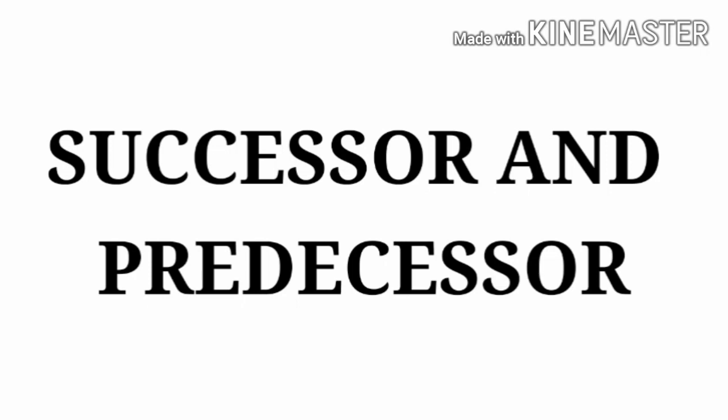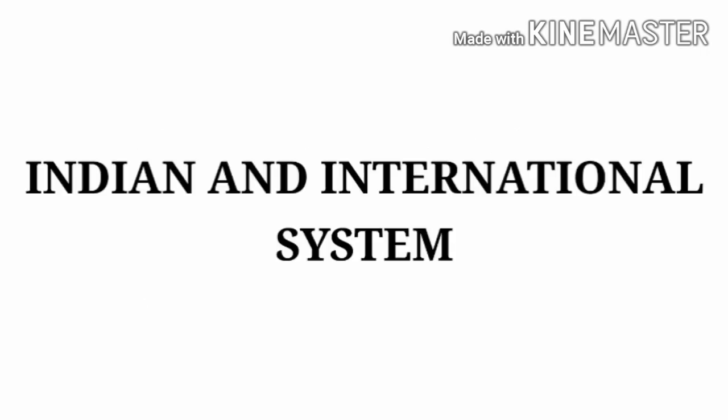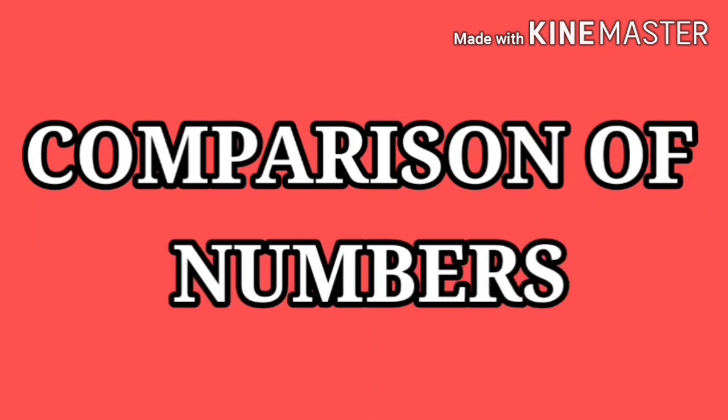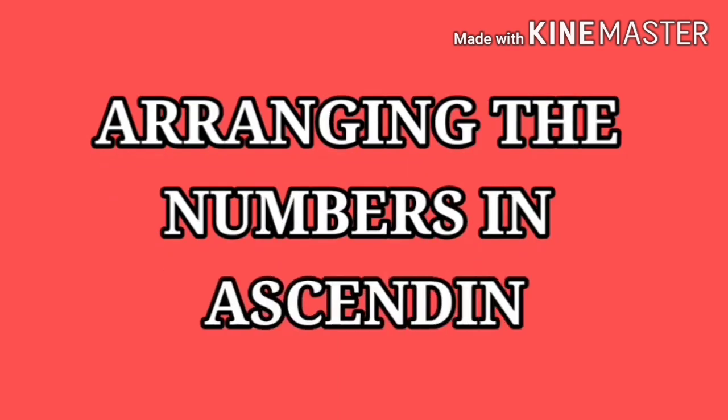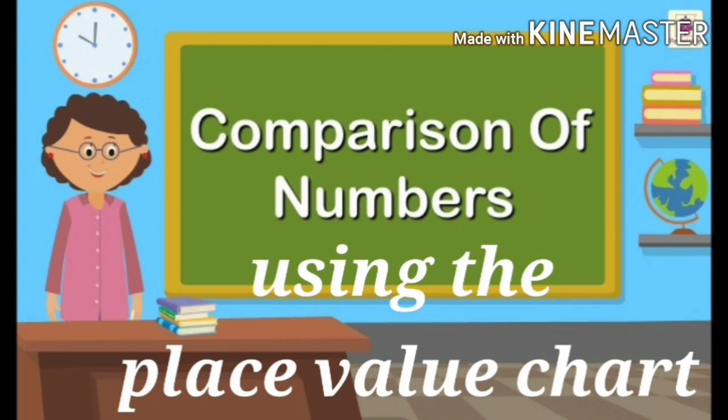Successor and predecessor, formation of large numbers, Indian and international system using the place value chart. In this video, we are going to see comparison of numbers and arranging the numbers in ascending and descending order. In the last video also we saw comparison of numbers. In this session, let's see how to compare the numbers using the place value chart.